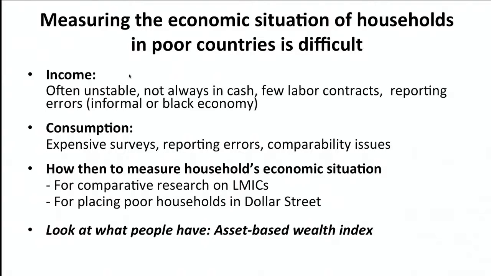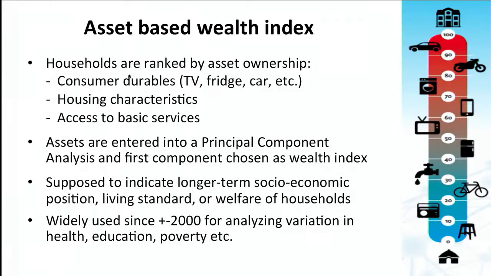And the way we do that is by looking at what people have. And that you can do with an asset-based wealth index. What you simply do is you rank households on the basis of the assets they have. Consumer durables, whether they have a TV, a refrigerator, a car, etc. Characteristics of the house, the building material, floor material, number of rooms. Toilet facility is also very important. Some houses have no toilet at all, or there might be a pit latrine, or there might be a real flush toilet.